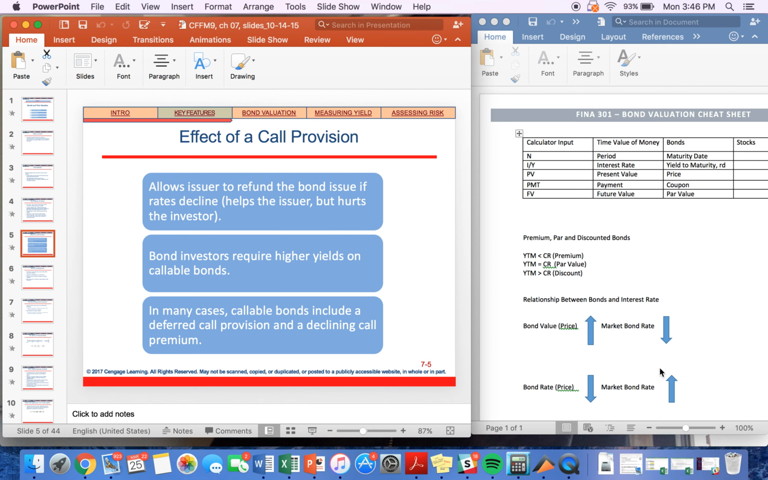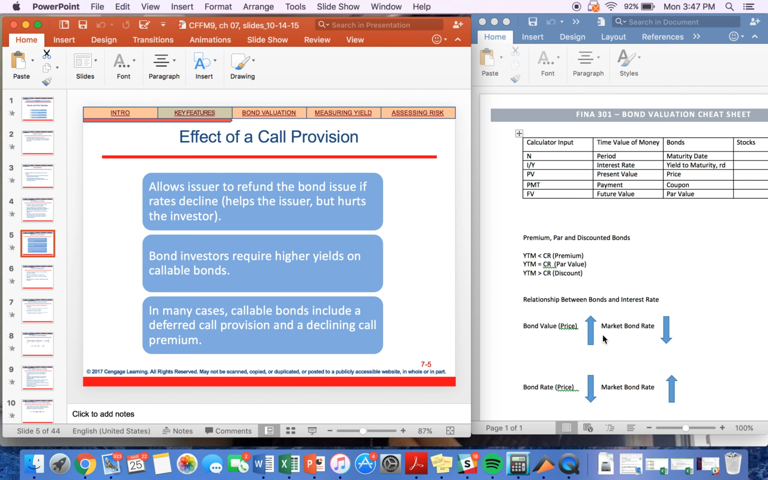So in your cheat sheet, if you go down to the bottom, I've done this relationship between bonds and interest rate example for you. You'll notice that the bond value, or the price of the bond, has an inverse relationship with the market bond rate. So if my market rate goes down, my bond value goes up. So why is that? How does that even make any sense? Another key piece to remember with these bonds is that your bond, when issued, is fixed. Its rate is fixed. So that bond that I issued you over 10 years, its rate will never change, okay?